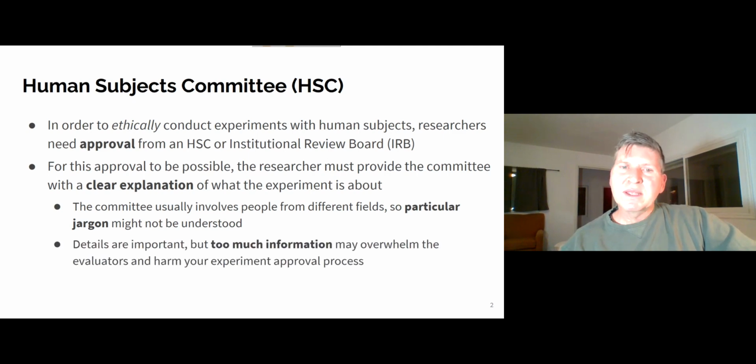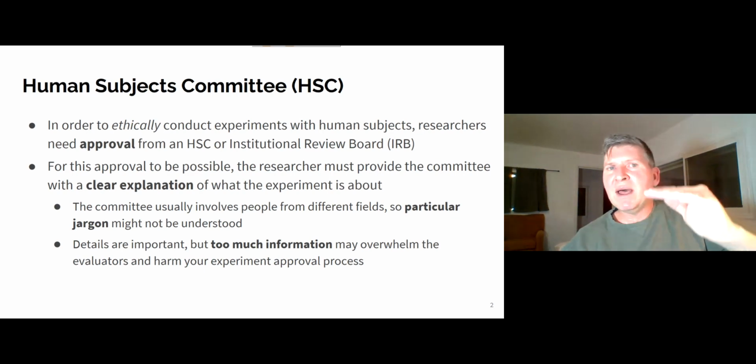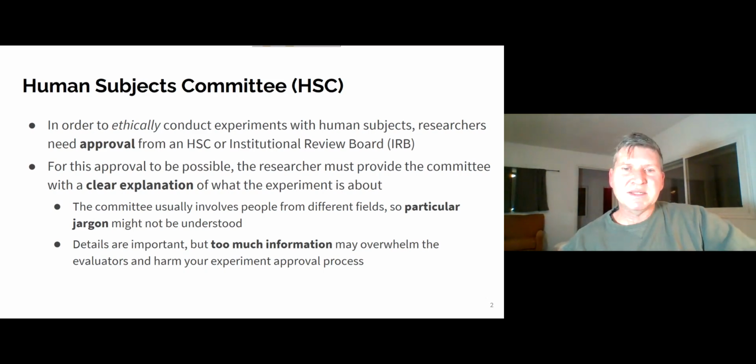Details are important, but we have to be careful not to put too much information because the evaluators are more or less doing this as a service role, meaning they're not full-time evaluators. They're professors who have other responsibilities. And the more information that you give them, the slower the process can be. For example, if you give a lot of references, or if you go into far too much detail, it's important to know how high or how low to fly in many cases.